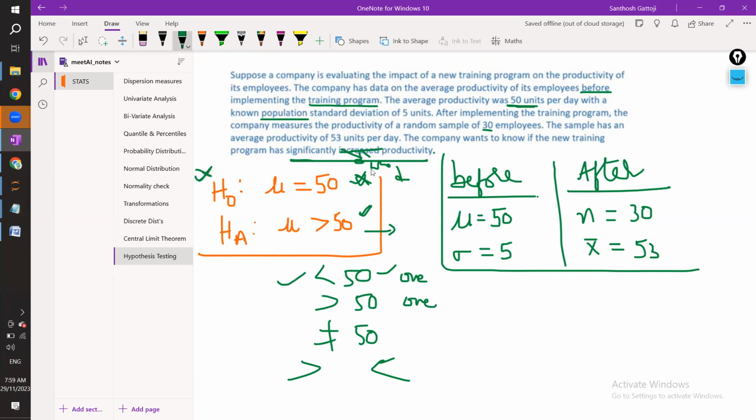But if it is not equal to, if you just want to check what is the change, whether it is positive or negative, it could be negative or it could be positive. That will become a two-tail test. Is that clear? Yes, sir.